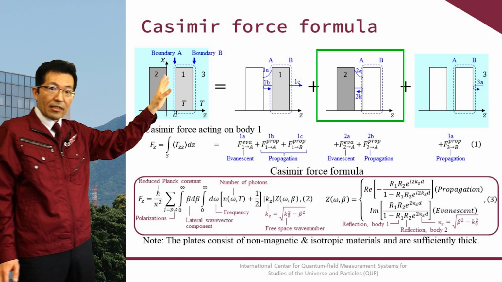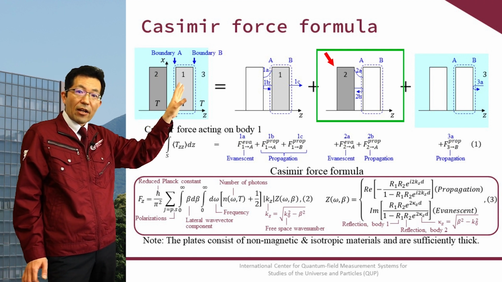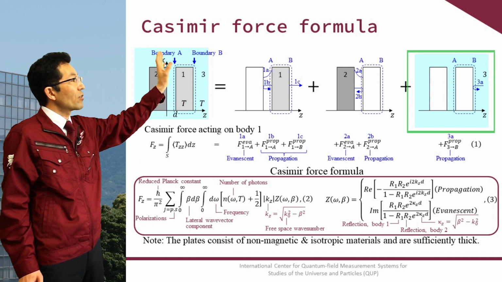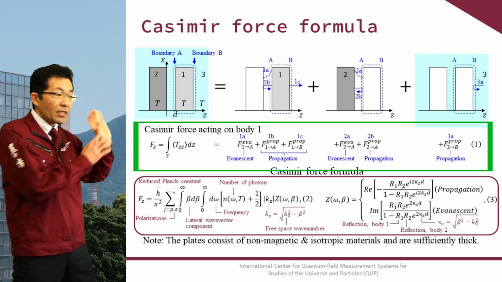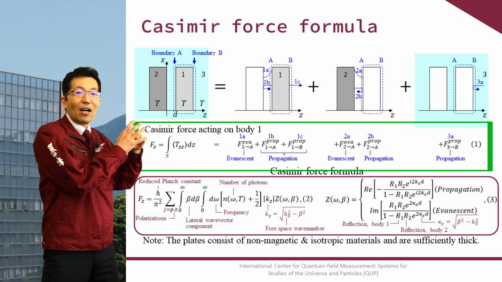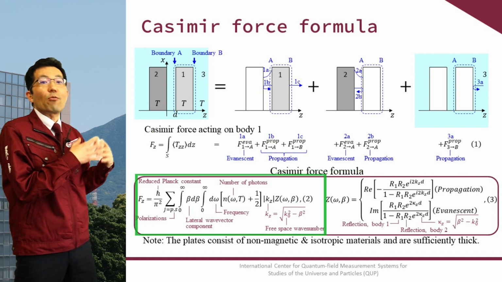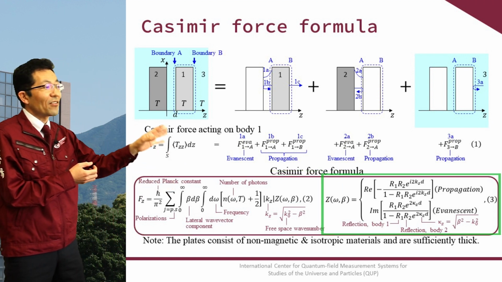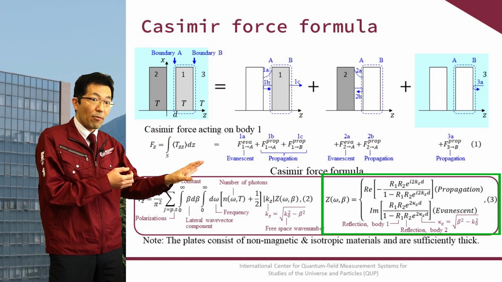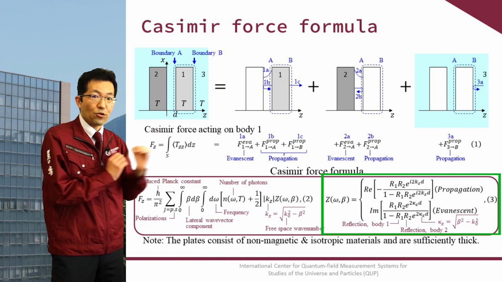For the second case, body 2 is regarded as a source, and for the third case, the environment is a source. So summing up these force components in equation 1, we obtain the Casimir force formula in equation 2, including the propagating and evanescent wave contributions in equation 3.